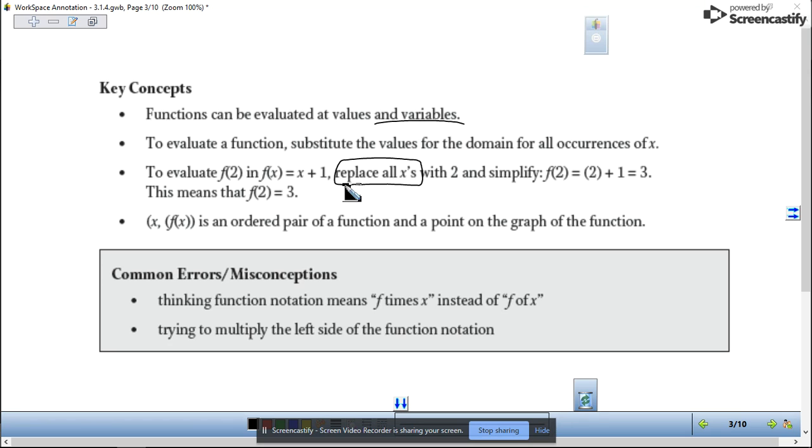This is a point, so this again is like x comma y. And remember, f of x and y are basically the same thing. All this really says is that that variable is dependent upon x. It's a function of x, so it's a function based on x. Common misconceptions, this is the biggest one, thinking that it means f times x. It does not. It is not f times x. Okay, it's f of x.